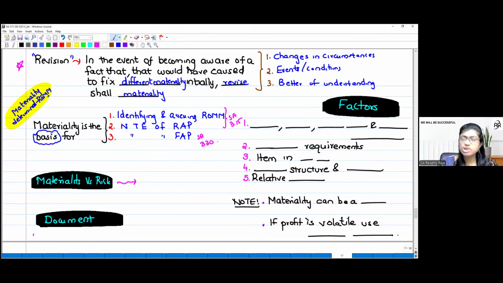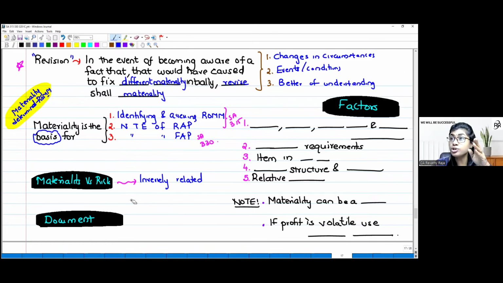Now, what is the relationship between materiality and risk? Can you support? Is it direct or inverse? Why only inversely related? May I know the logic? More material item, more audit procedure; more procedure, risk less. That's right.